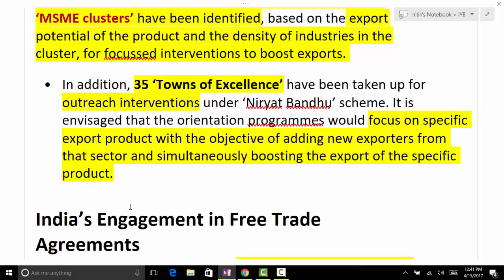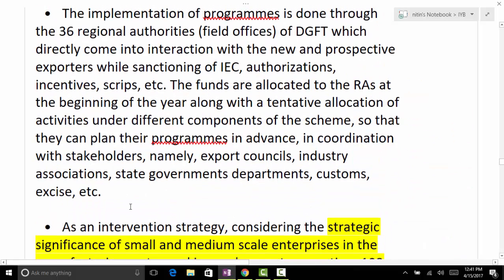I think China does this very well. This city exports all the apparels. This city exports all the specialized small pen refills. They have centers of excellence. So the same with towns of excellence. So certain towns will be encouraged. For example, different cities are specialized in different things. Okay, just go through, revise them, read the points once again.